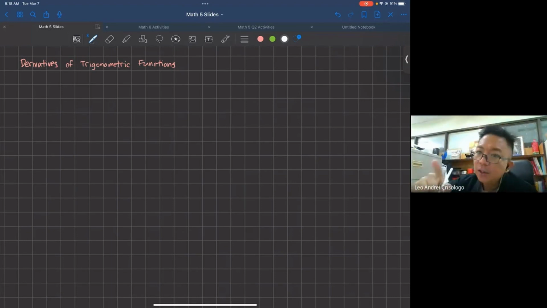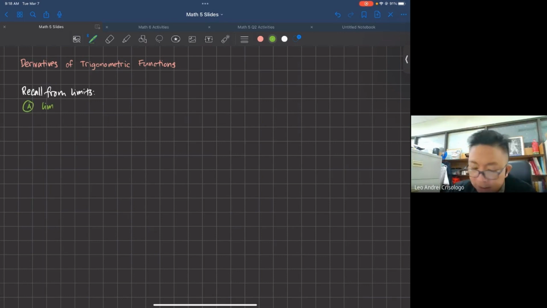Pero before we actually evaluate the derivative of our trig functions, starting with sine and cosine, let's review a couple of topics or items from limits. So let's recall from our discussion on limits, tinignan natin yung limit ng dalawang expressions na to. We looked at the limit as x approaches 0 ng sine x over x. So, paulit-ulit to nating kinover, no, before.